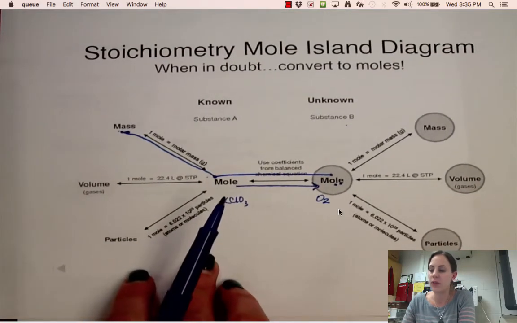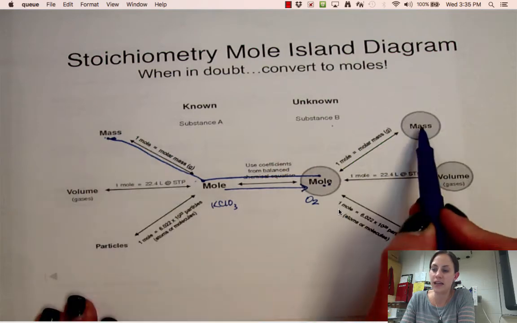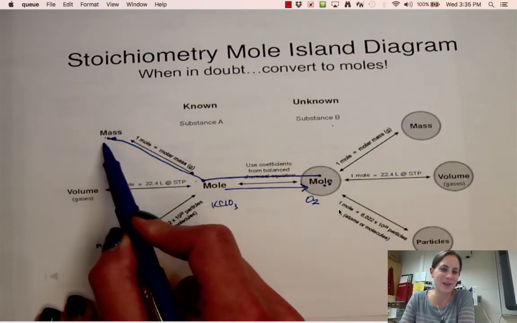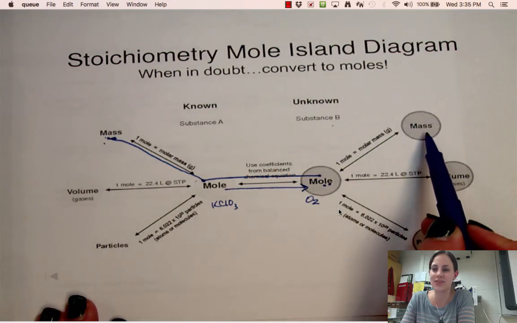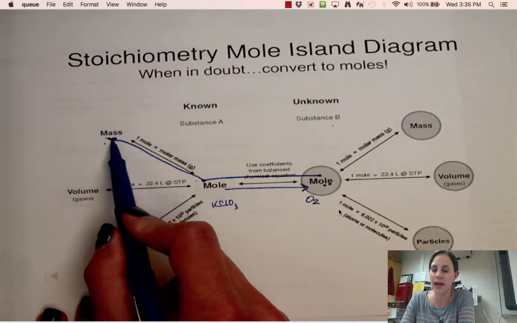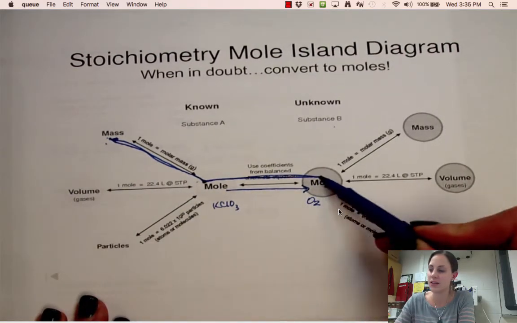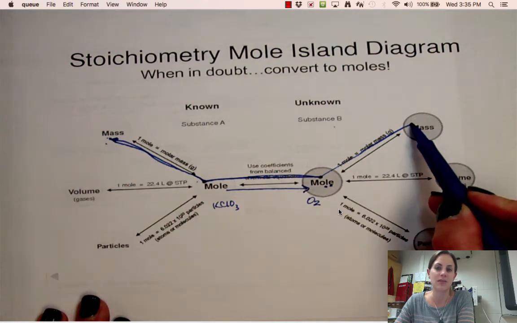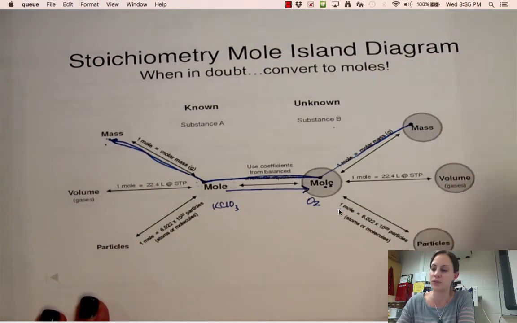So here in my mole map, the unit that I'm starting with is mass, grams. I need to get over here to grams of something else, grams of a different substance. So I'm going to go from mass down to moles, over to moles, and up to mass over here. So that's a 3-step problem that I'm going to do.